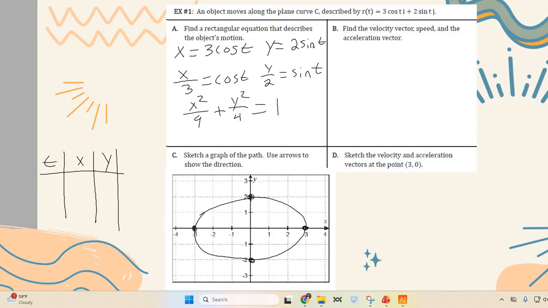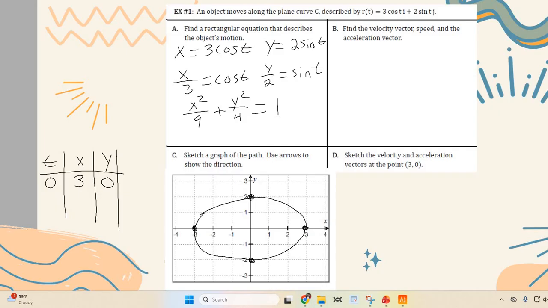So what's a good number to plug in first? 0. What do we get? Cosine of 0 is 1, so we get 3, right? And then sine of 0 is 0, so we get 0. So we are starting at this point, 3 comma 0.